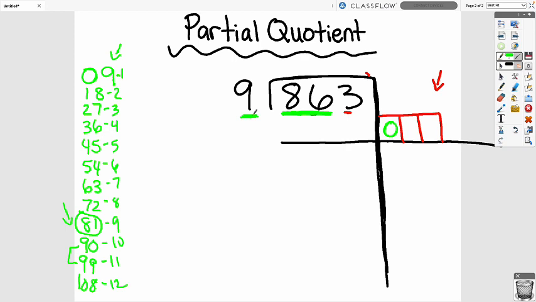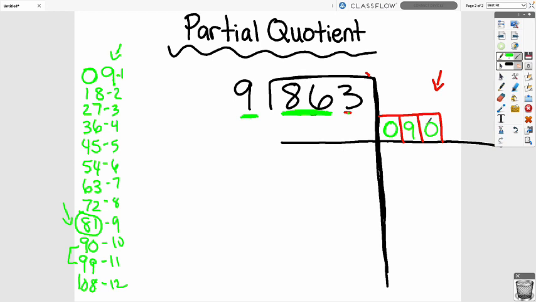So going back to the problem, how many equal groups of 9 can I make out of 86? Well, that would give me 9. So I'm going to put the 9 in the box over here. So now I'm not using this 3 right now. So because I'm not using the 3, I'm going to put a 0 to hold the place value.